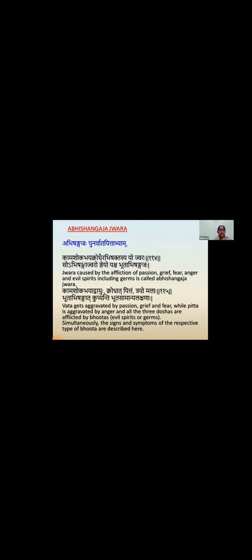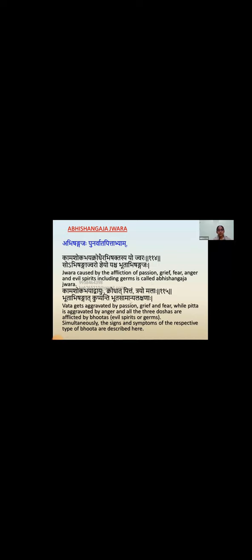So all these will be afflicting the vata or pitta or kapha, and then it will once again cause the fever. So here the specific dosha involvement has been mentioned. Kama shoka bhayat vayu: because of kama, shoka and bhaya, vata will be aggravated. Krodhat pittam, and trayo malaha. In krodha, pitta dosha will be aggravated, whereas in case of bhutabhishanga or any infectious origin, all the three doshas will be afflicted.